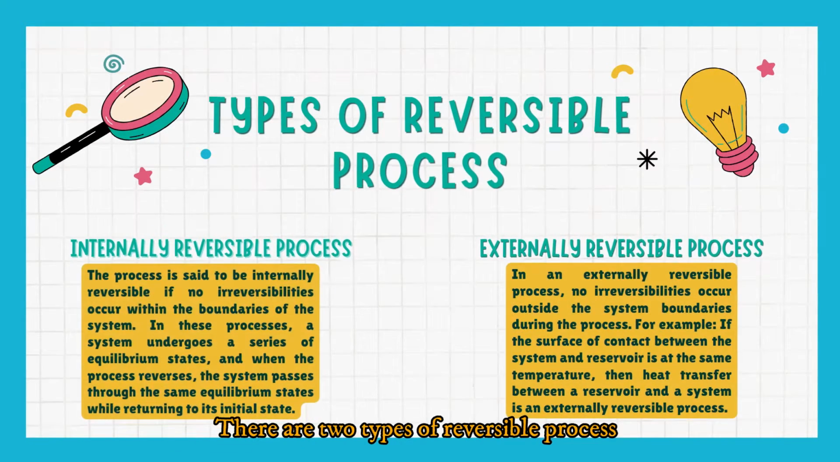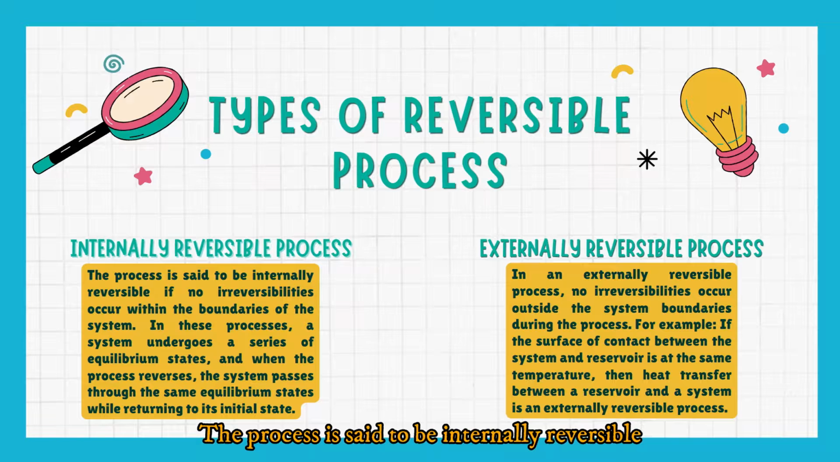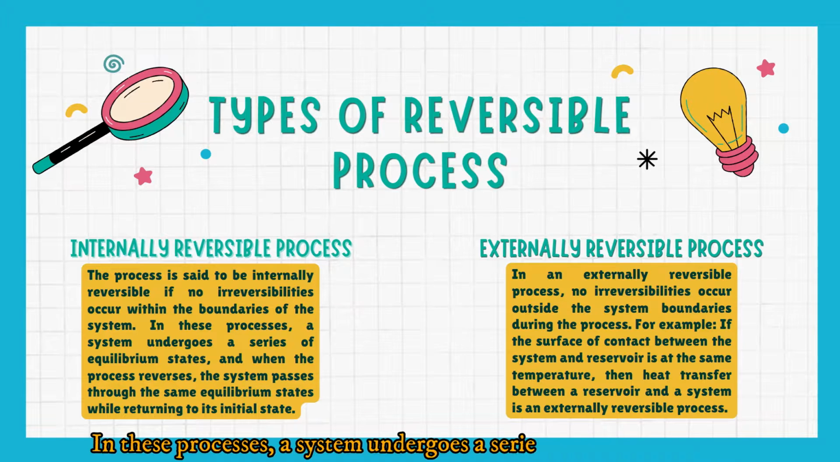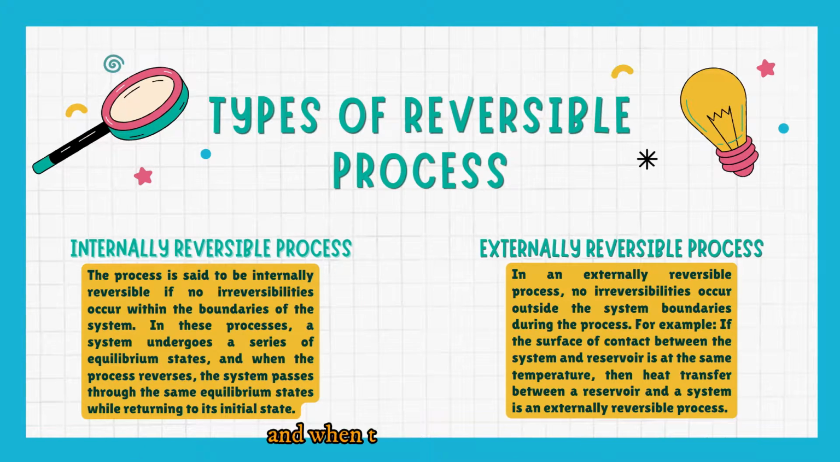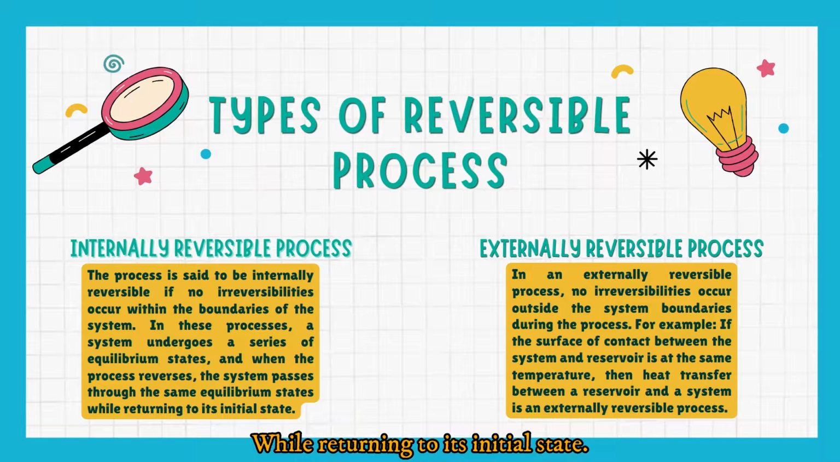There are two types of reversible process. First is the internally reversible process. The process is said to be internally reversible if no irreversibilities occur within the boundaries of the system. In these processes, a system undergoes a series of equilibrium states, and when the process reverses, the system passes through the same equilibrium states while returning to its initial state.